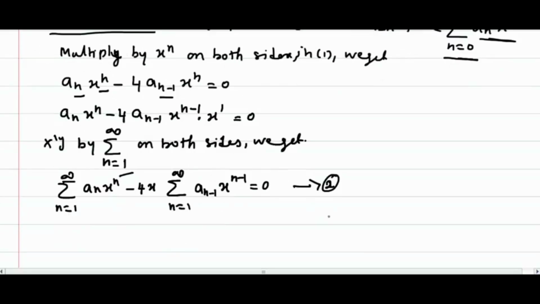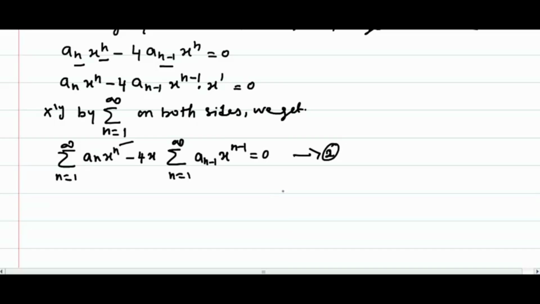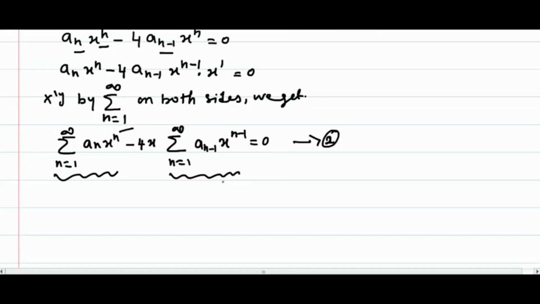Okay, so now I want to find each and every term of equation 2 separately. First I will find this term separately, next we find this term separately. After that, substitute all values in equation 2, and we get the G of x value. So first I will find the first term, summation n = 1 to infinity of a_n x^n. Substituting n = 1 here, we get a_1 x. Substituting n = 2, we get a_2 x^2, plus etc.